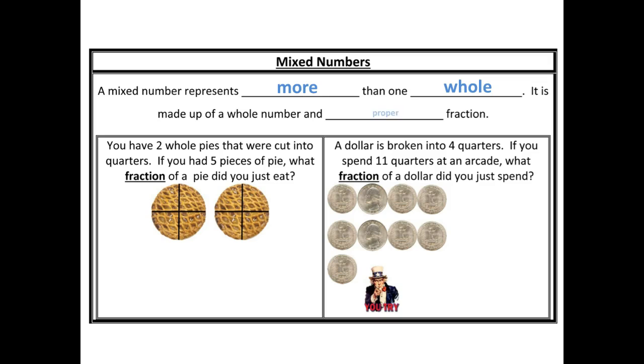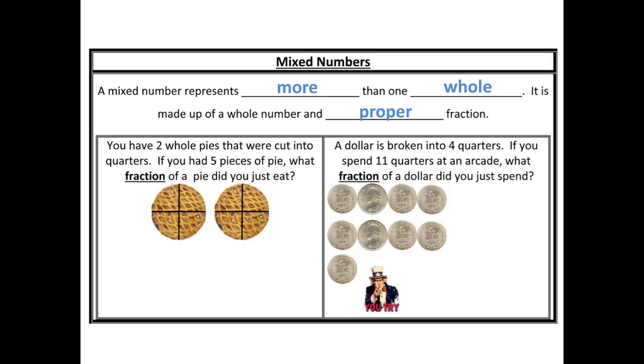It's made up of a whole number and a proper fraction. So this is when you see one whole value, a big value, next to a proper fraction, a fraction that has a numerator that's smaller than its denominator. These two together tell you how many wholes and then how much extra, really how much change you have left over. Let's look at a couple examples.